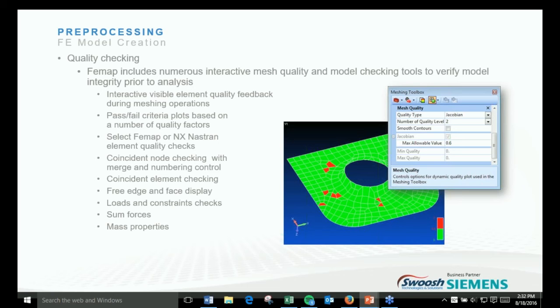Other checks available in FEMAP allow you to verify that there are no discontinuities in the model by viewing free edges and faces, something that cannot be checked by just looking at a model. Check coincident elements and nodes, which can also be indicators of discontinuities, load checking by summing forces, and finally mass property checking.